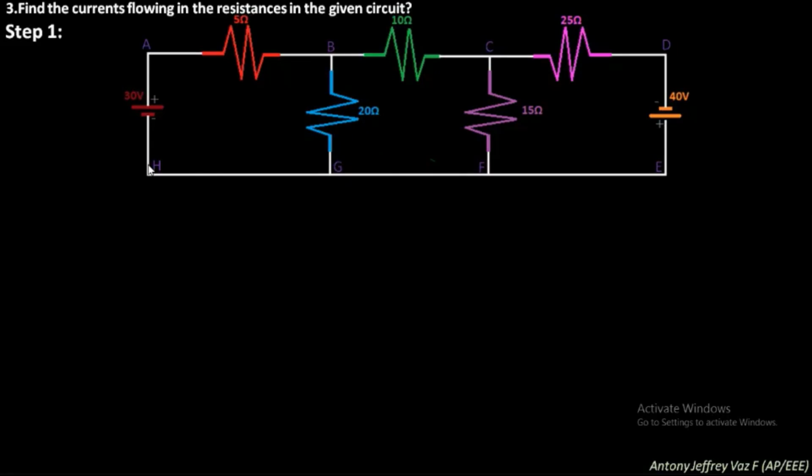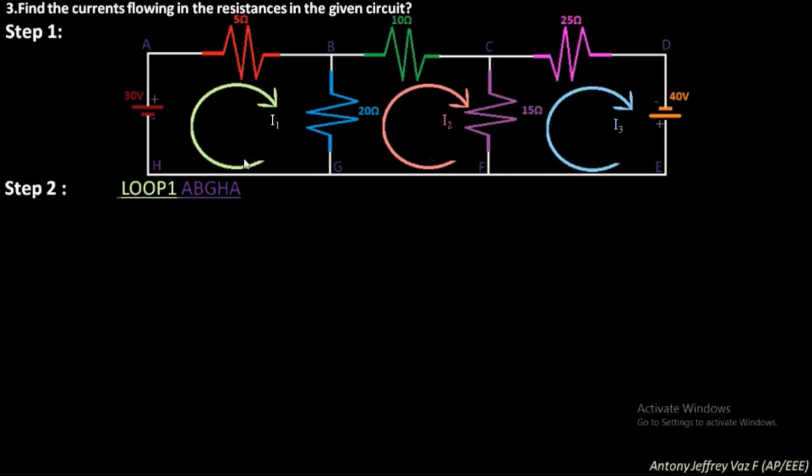Now you need to assume the current directions. You have three loops, so assume three current directions. The three current directions need to be the same, in the clockwise direction. So the current I1 is flowing in this direction, the current I2 is also flowing in this direction, and the current I3 is also flowing in the same direction. Okay, you are assuming three current directions.